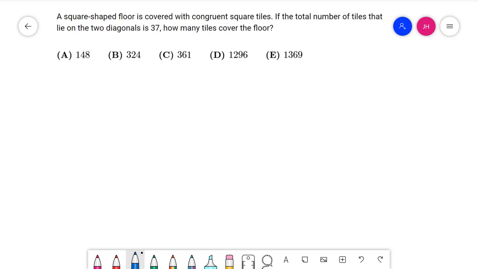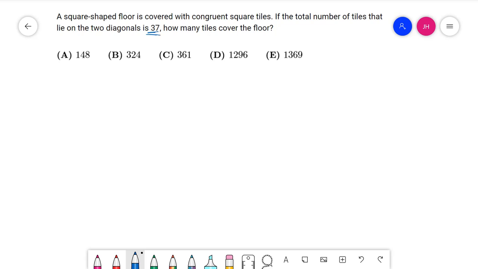In this problem, a square-shaped floor is covered with congruent square tiles. If the total number of tiles that lie on the two diagonals is 37, then how many tiles cover the floor? When you read this problem, you should realize that this 37 is a very interesting number.